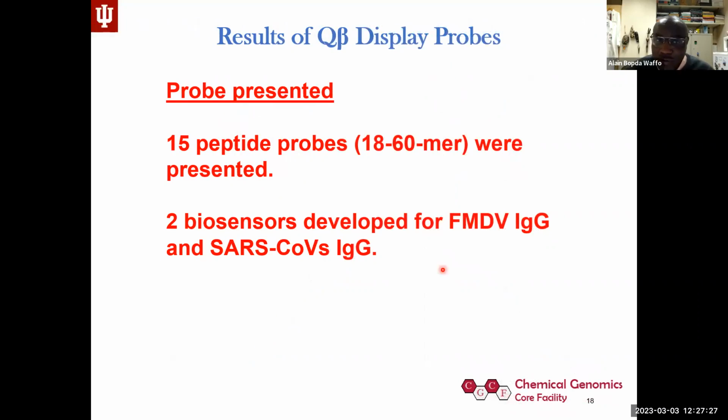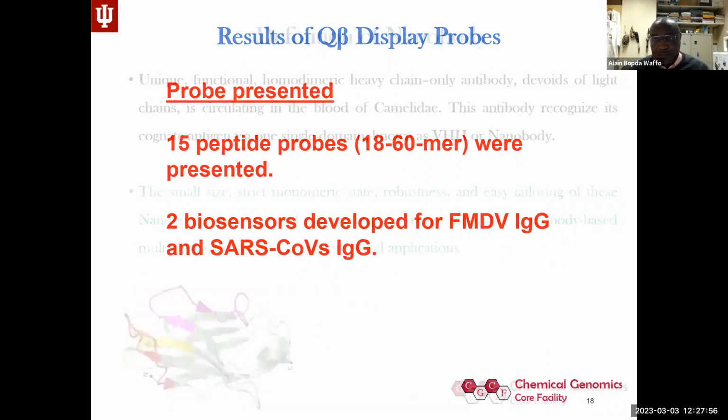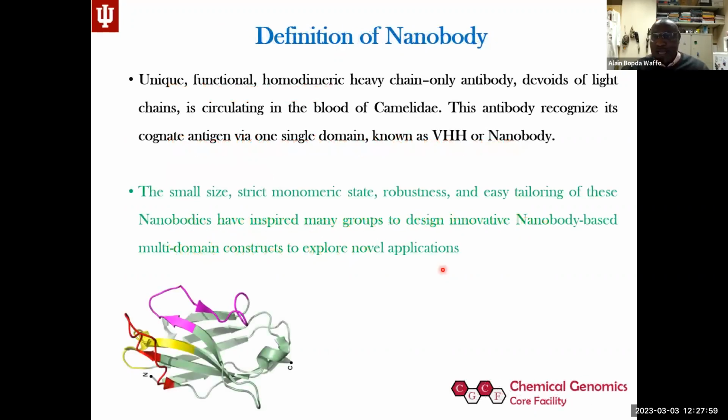So with this, we have up to 15 peptide probes that were displayed, going from 18 to 60 amino acids. We have 2 major biosensors that were developed. The first one was with foot and mouth disease. We can count antibody specific to foot and mouth disease. We can count antibody of SARS-CoV-1, SARS-CoV-2. So those are the 2 major achievements with this technology. Again, some of those papers are still on the way, but we can do it.